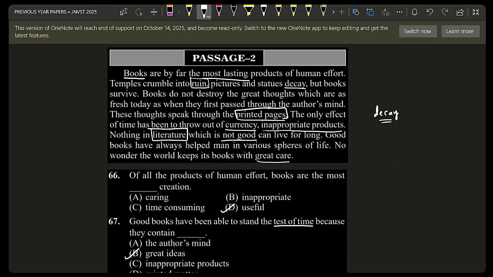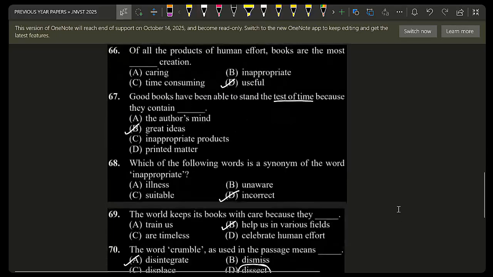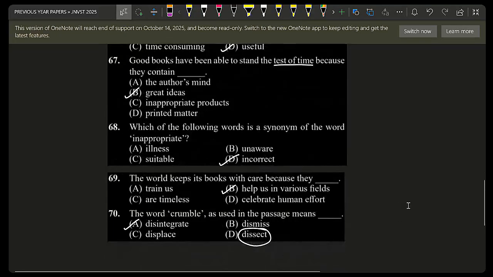Sahasra, what is your doubt? Sir, what is the meaning of crumble? Speak loudly. Crumble means also it's kind of damaging. I think it's there in the question. Yeah, crumble means also getting not in the proper order, like getting damaged.